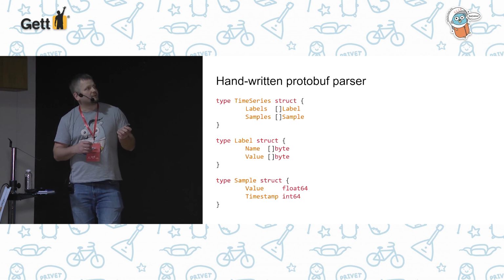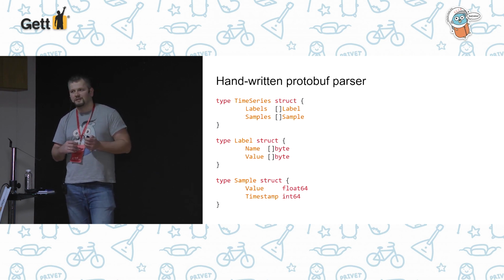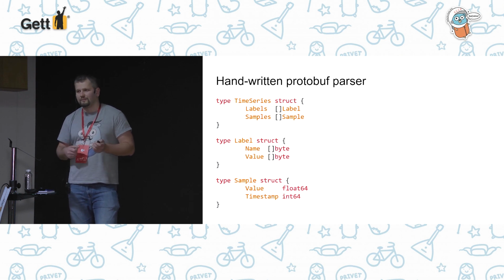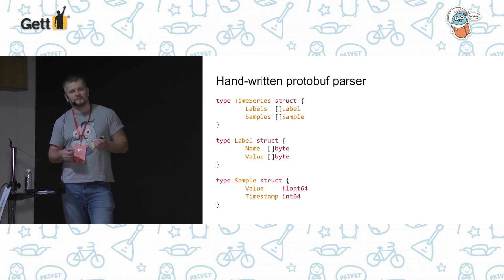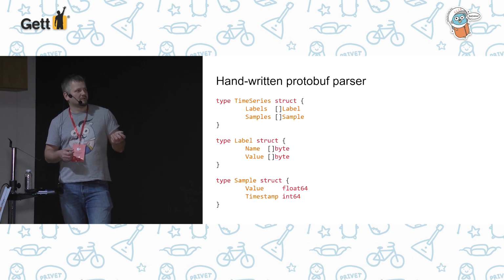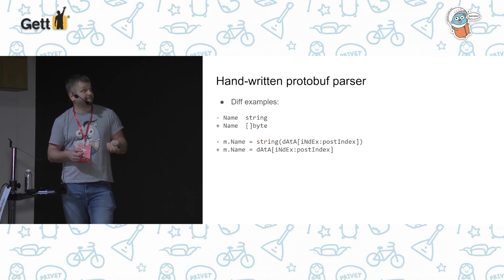This is the way data structures look from this protobuf. There's a time series that keeps a set of labels and samples. Each label contains a name and a value. Each sample has a timestamp and a value.